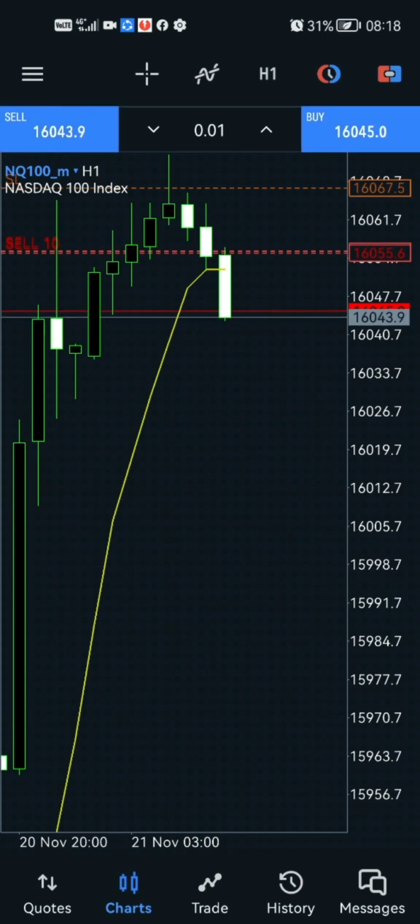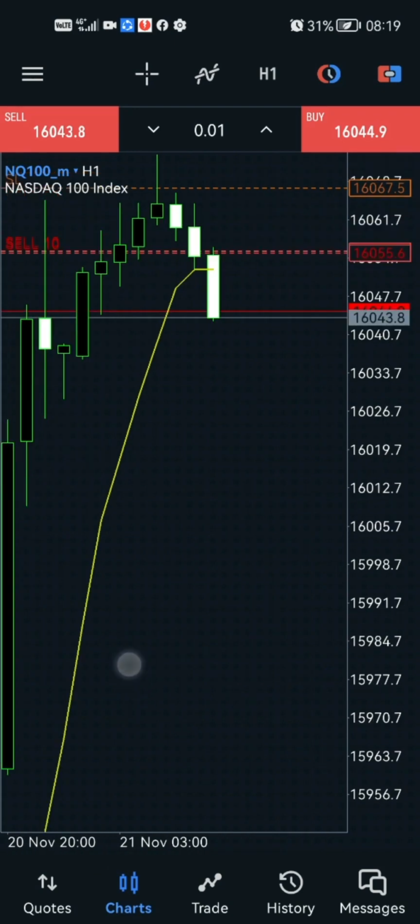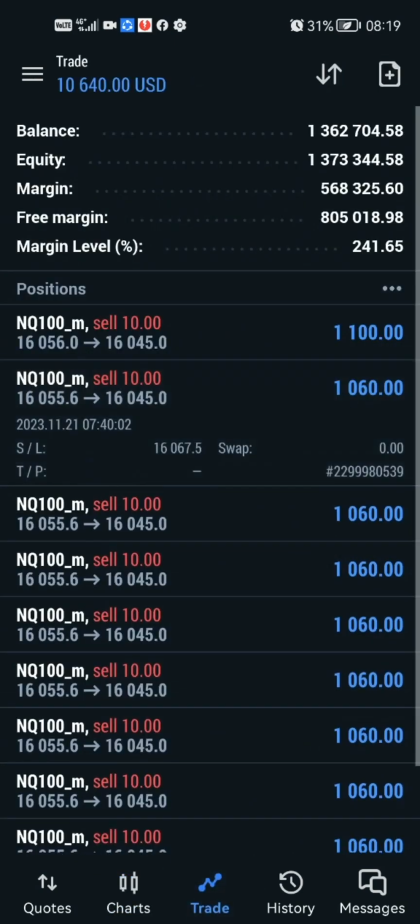Today we're trading Nasdaq 100. I was looking for a different chart today, and I saw a setup that just happened. I just missed it. See, look at the time. It's like 20 to 8. It's like 40 minutes ago.